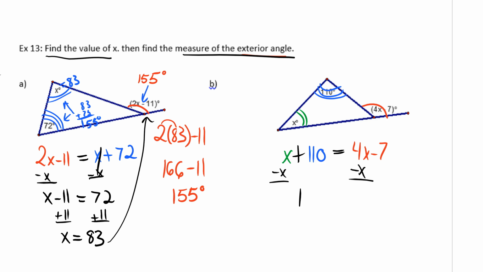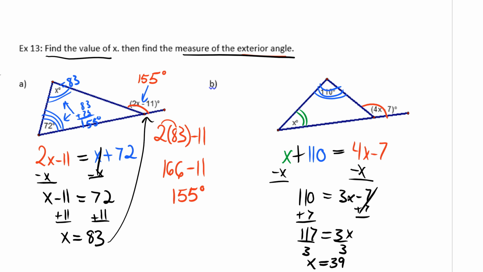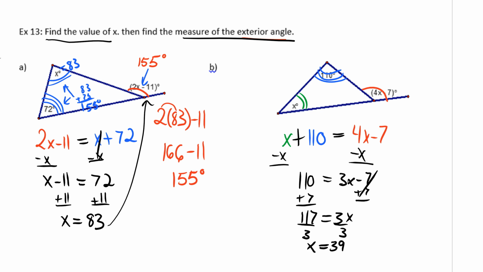So subtract x, we get 110 is equal to 3x minus 7. Add 7 to both sides. Cancels there, gets 117 there. 3x left over. Divide by 3, divide by 3. X must equal 39. And that's it. So those are two examples there.